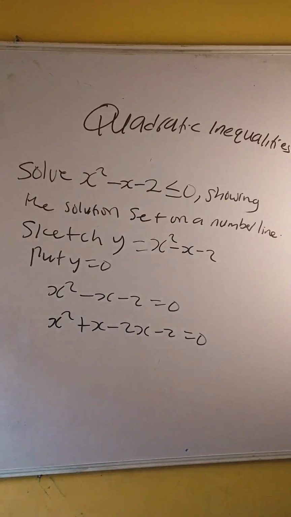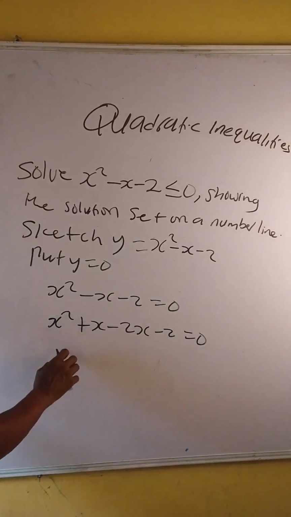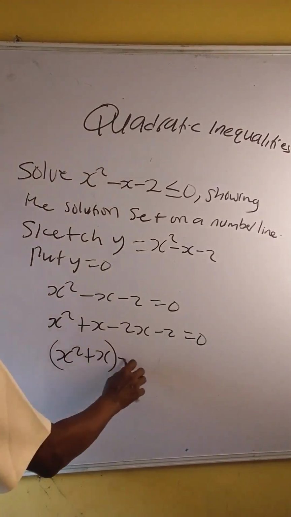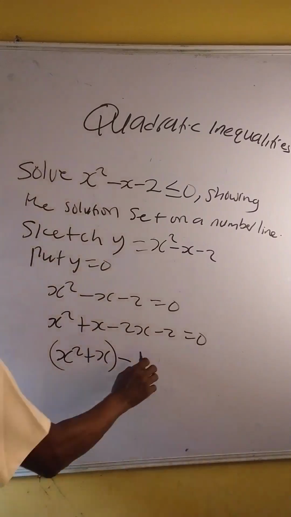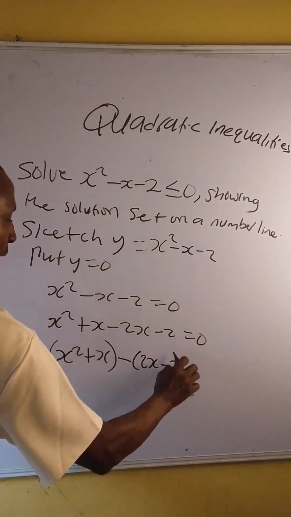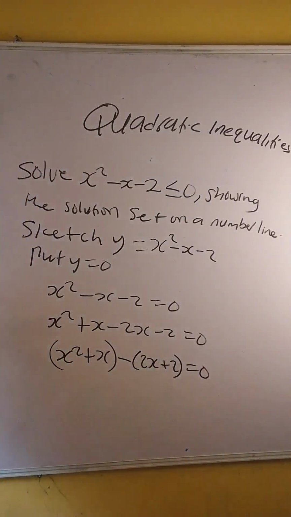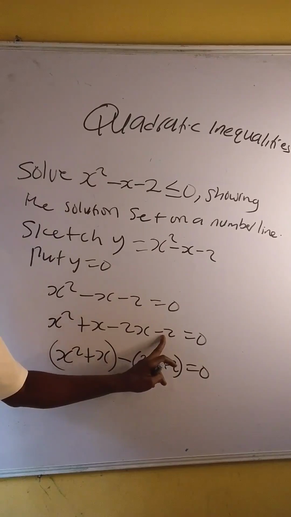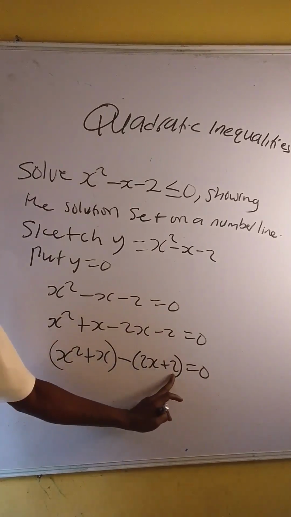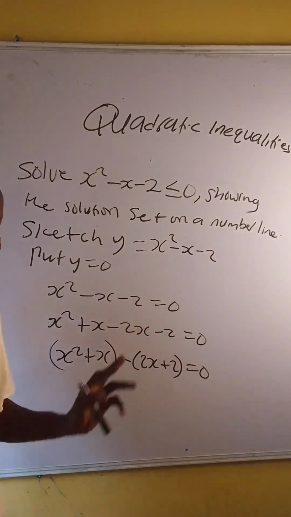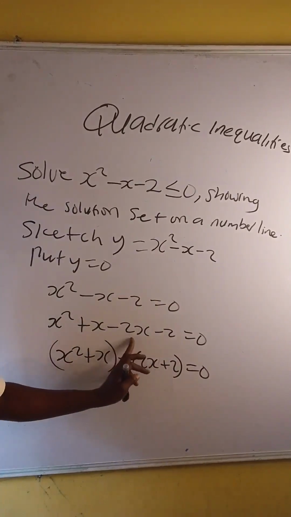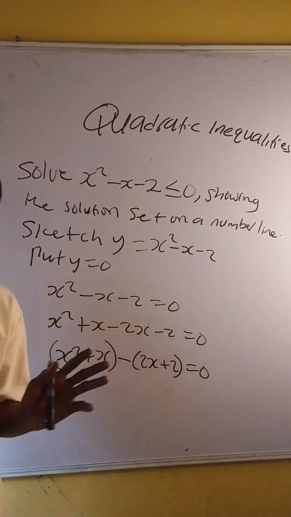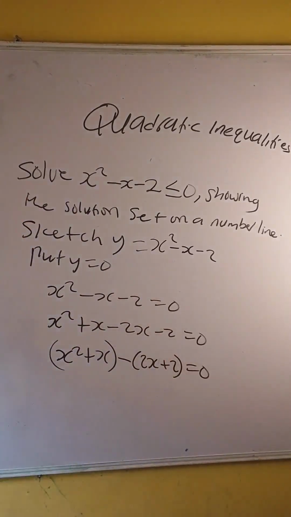With this, you're going to group. When you group this, you have x squared plus x, then minus, you factor out the sign, 2x plus 2 equals 0. You brought out this negative sign, so this is affected because if you multiply back, you get back what you have on top. Minus times 2x gives minus 2x. Minus times plus gives minus 2. So that is it.